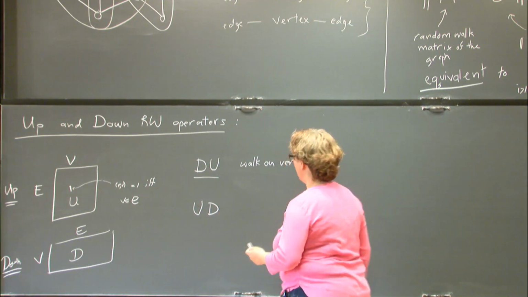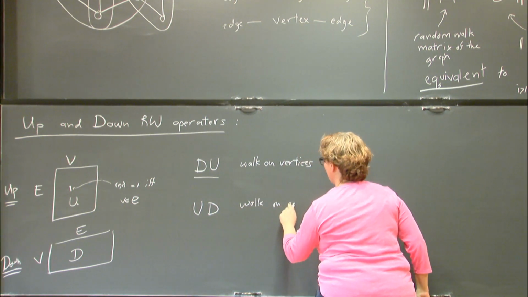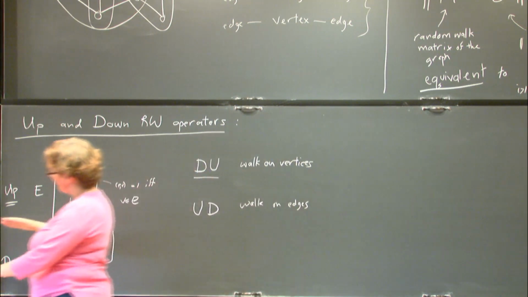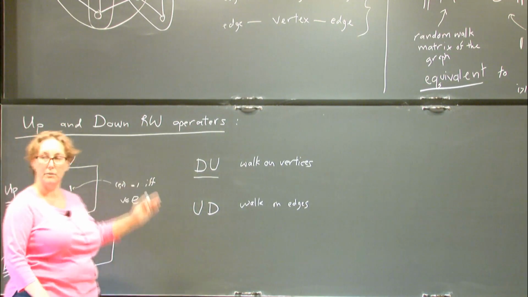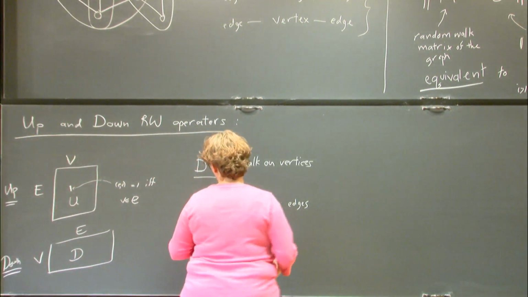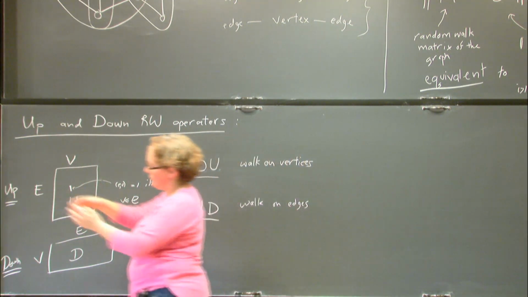So these are E cross E. So this is a walk on the edges. Now this is a bit, right? So you go from an edge down to a vertex that's contained in it, and then back up to another edge containing this vertex. So that's UD and that's DU. Question? No. Okay.